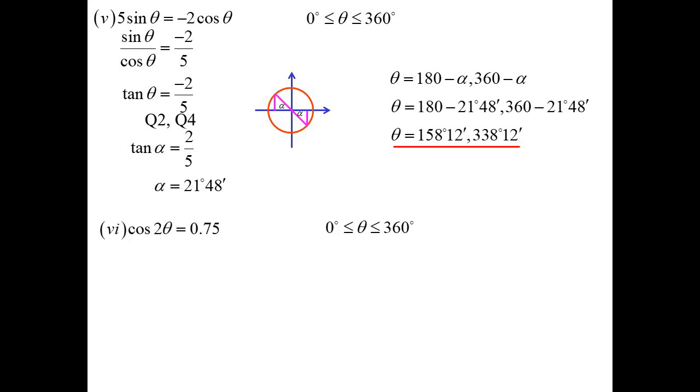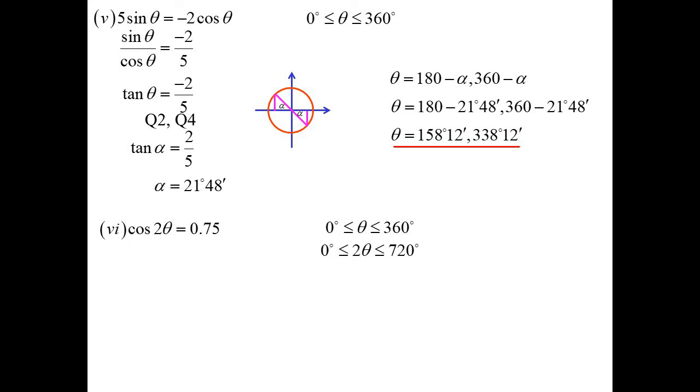Cos 2 theta. Remember, we're trying to make theta the subject. But before I can make theta the subject, I've got to make the trig part the subject. So cos 2 theta. Well, hang on. It's 2 theta, not theta. Well, all right, I'll just look for more answers.